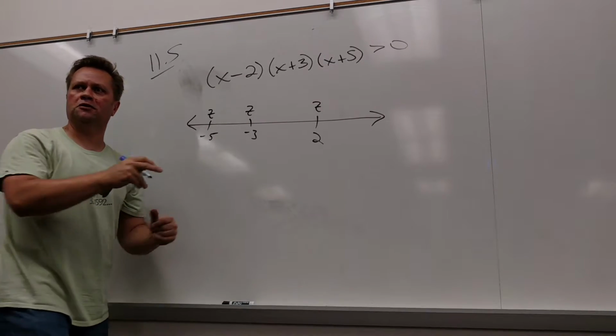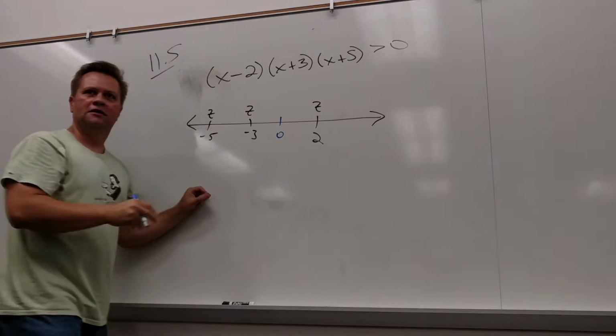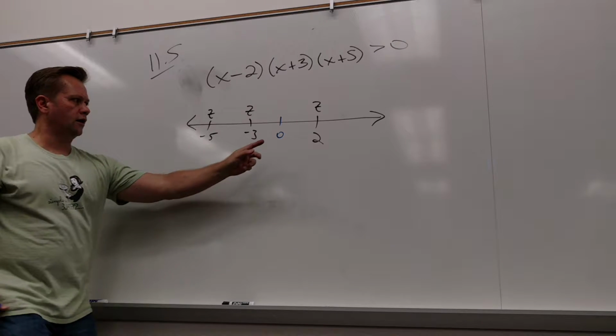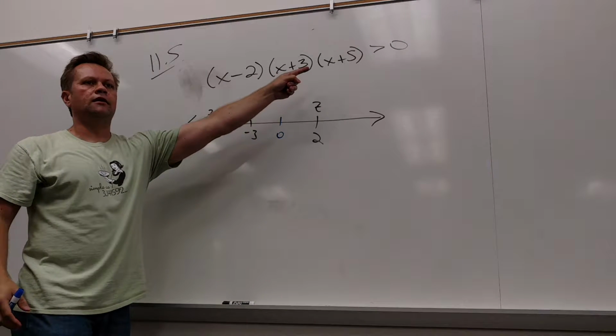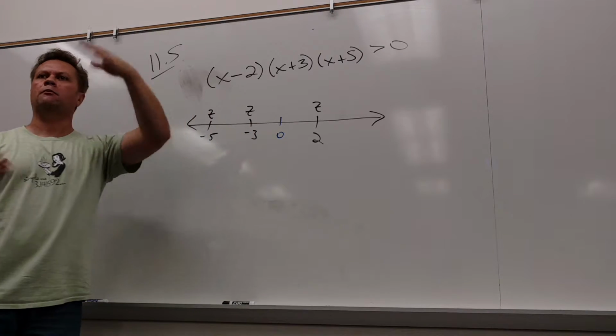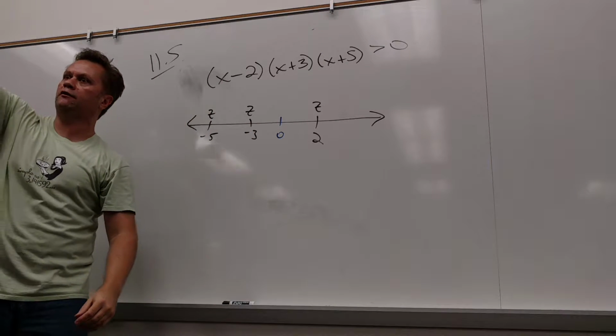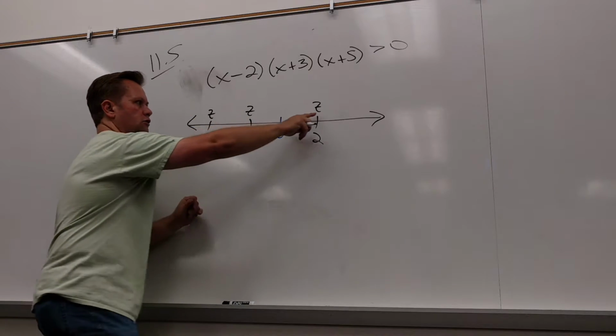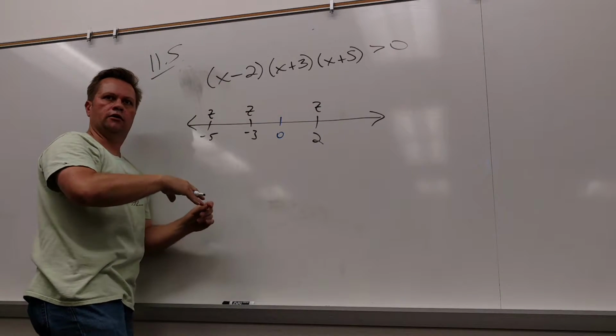The best number between those? 0. Yeah, I always do 0. If I plug this in and the answer is positive, that means every number I could pick between there is going to come out positive, because the only way it becomes negative is if it goes through 0. These are like doors from one side to the other.